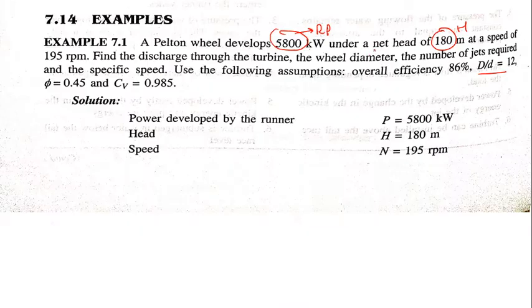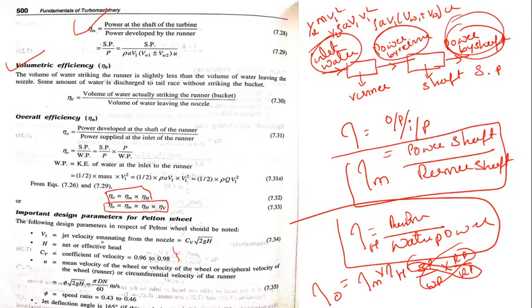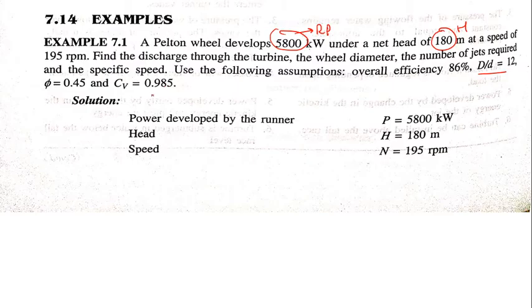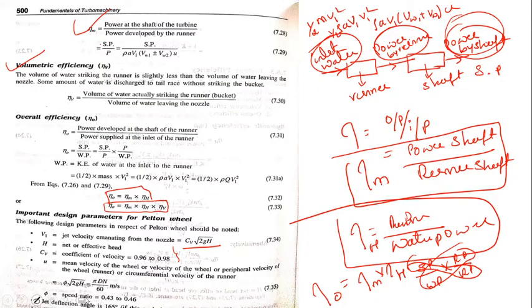So the diameter of the wheel D is found with V1 equal to CV root 2GH. This is already a design consideration, so we'll start with that only: V1 equal to CV root 2GH. They have given CV as 0.985, so substitute this, substitute H, substitute g, and we'll get the V1. In the same way U is also given here. What is U given by? 0.5 root 2GH or pi DN by 60.